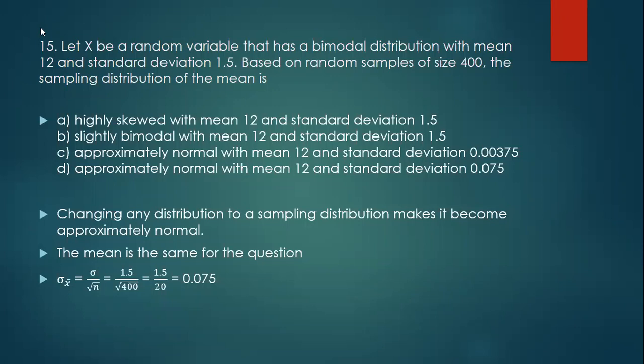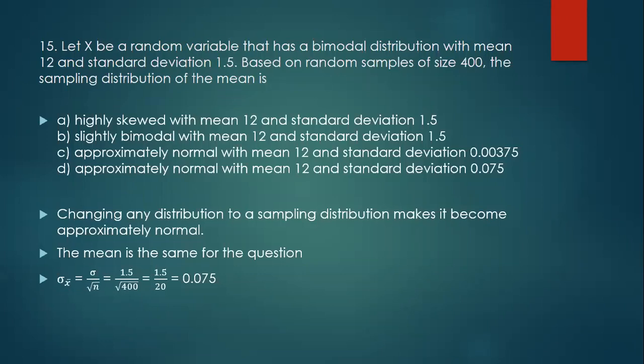So in this case, our mean was 12. That means that the mean for the sampling distribution is also going to be 12. So first, it is going to be approximately normal with a mean of 12. So now we have to solve for the standard deviation.